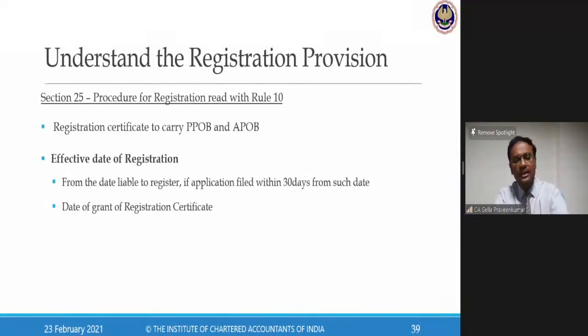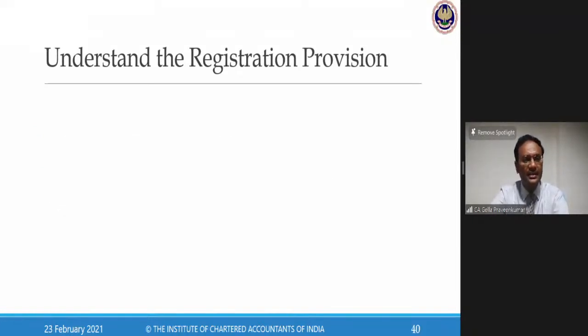Now, this is a procedural provision for the purpose of benefit. I'll explain in general. This is not relevant from the examination point of view, but it is required for understanding.